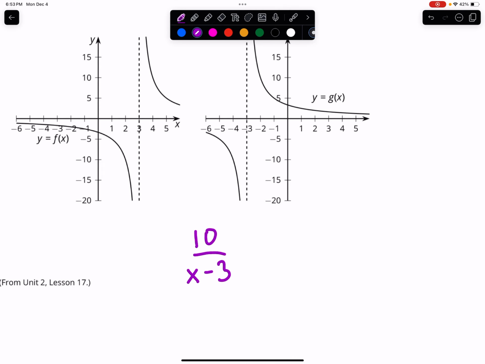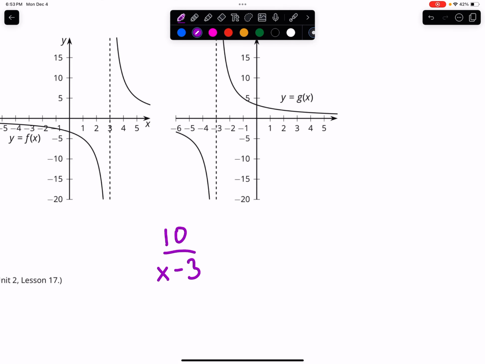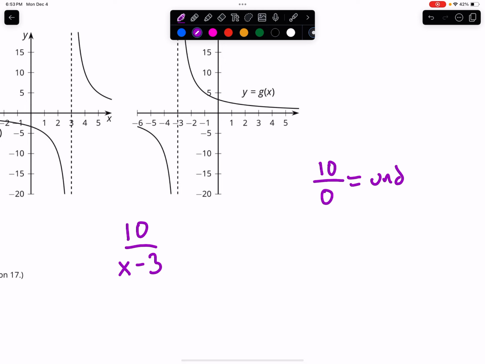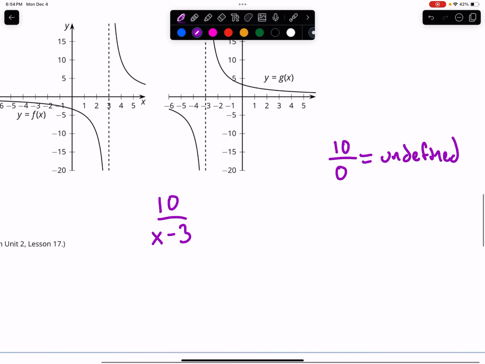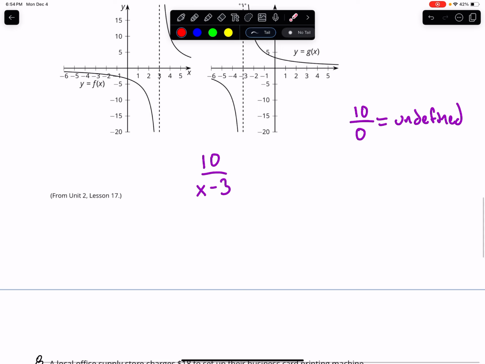Okay, so what's going on here? Anytime you got an x down in your denominator, we need to remember we cannot divide by 0, okay? This would be undefined. So x can never be some value that's going to give you a 0 in your denominator. Do not divide by 0. We can't do it. X will never be that number. So we're thinking, what number is x that's going to give me 0 down here? Something minus 3 equals 0.